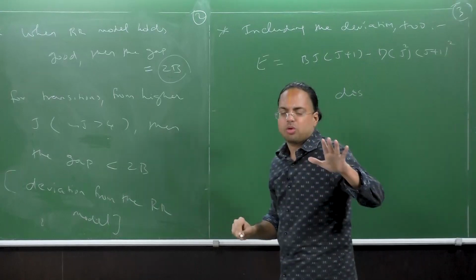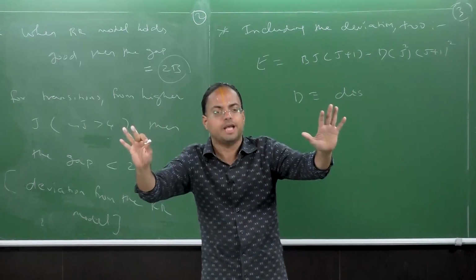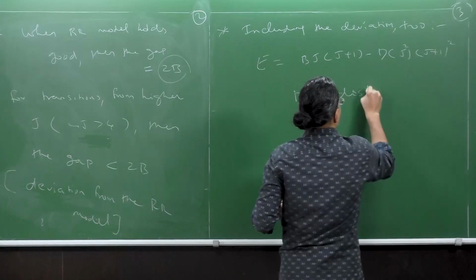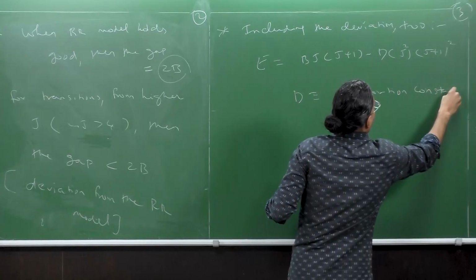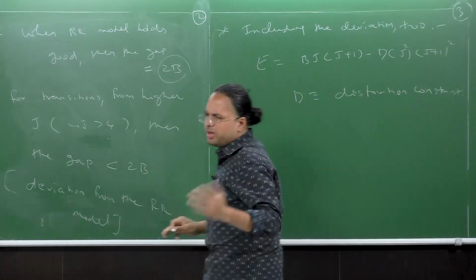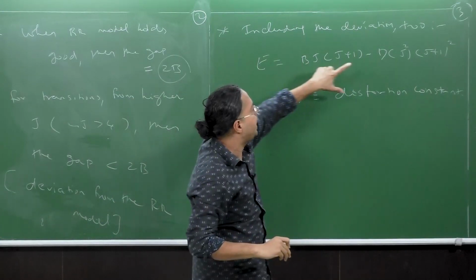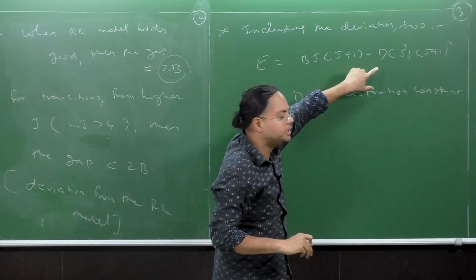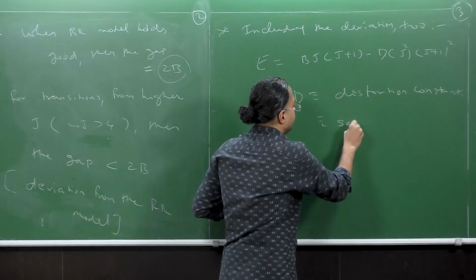Some people also call it a centrifugal distortion constant. I'm not going to go into the specific name. It is just called a distortion constant. And what are the units? Well, J is unitless, and I can only add species which have the same dimensions. So therefore, D has the same units as B.